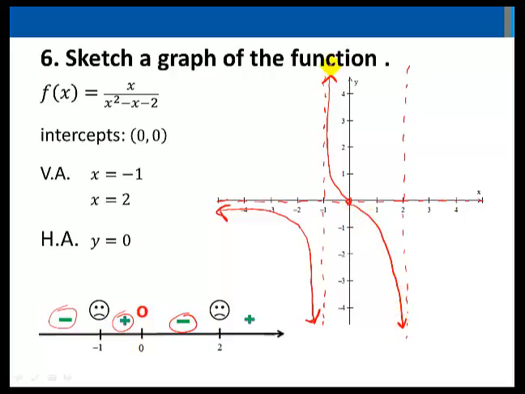Again, we're approaching those vertical asymptotes. And to the right of 2, my y values will be above the x-axis, positive. And so we can finish off our graph like so, approaching the vertical and horizontal asymptotes. And this is the graph of the function.